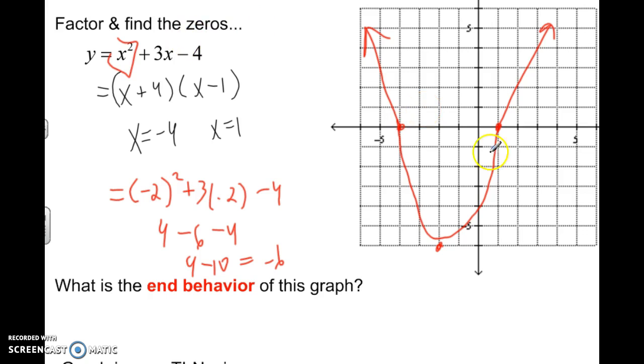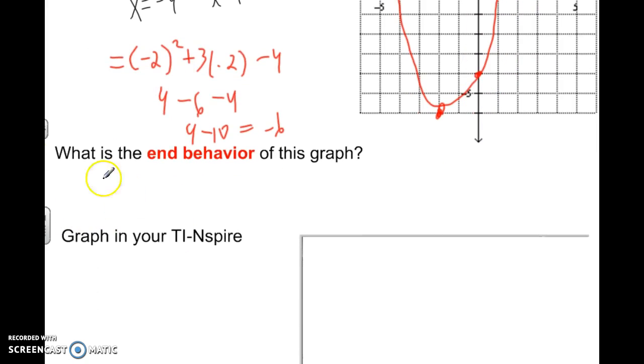You might even be able to find the y-intercept: 1, 2, 3, 4, negative 4 right there. That's the y-intercept of the graph. And you could get a pretty good graph of that. And it's just a sketch, right? We're using end behavior, so there's a little different way of doing it.